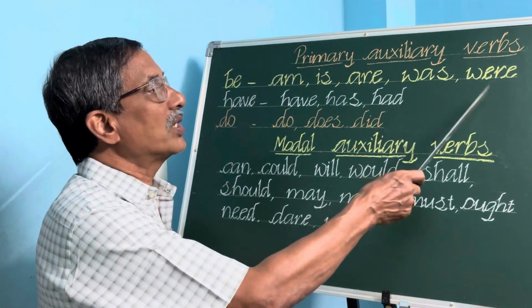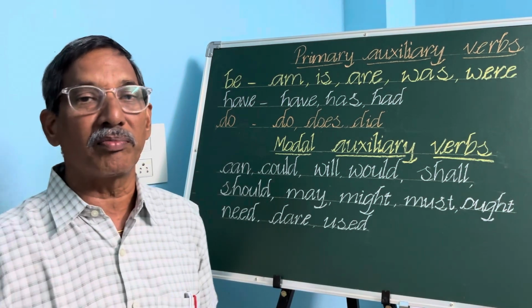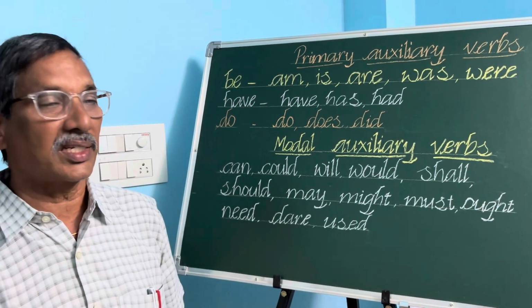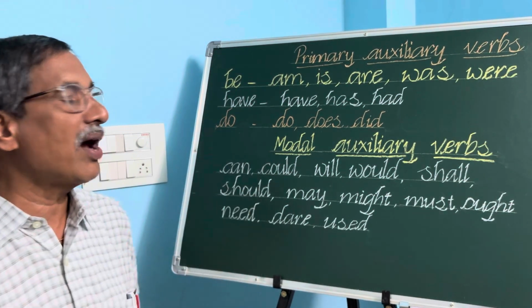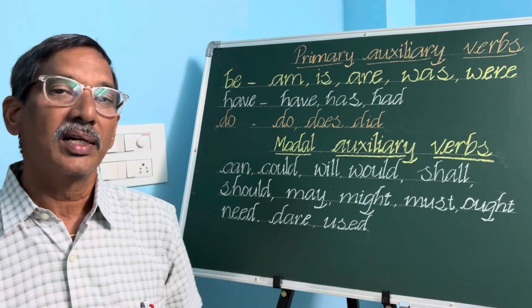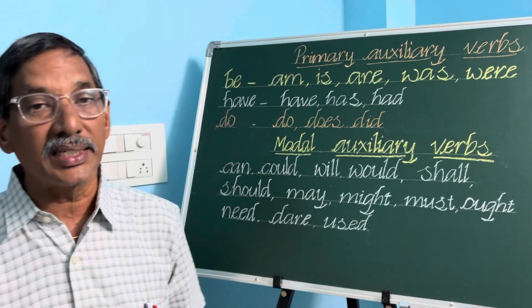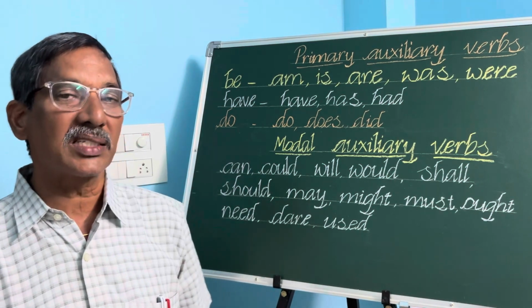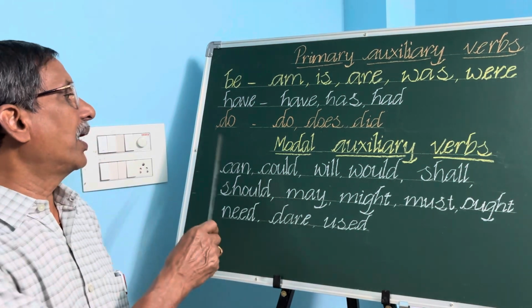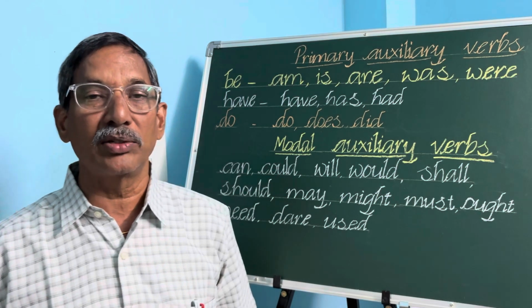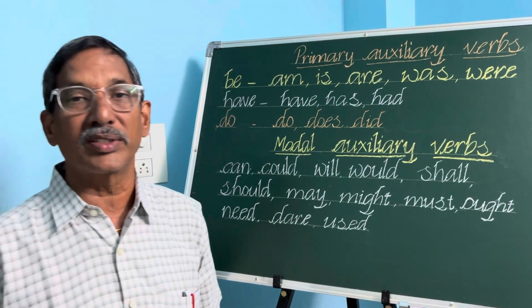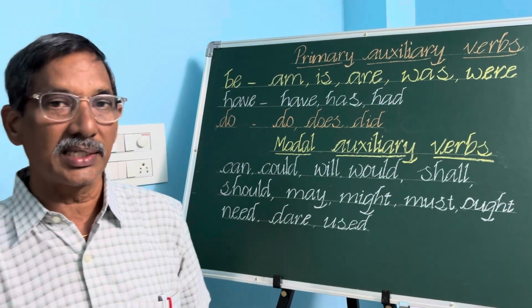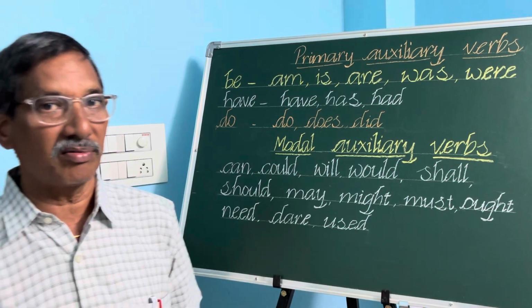And we know that was and were are past tense auxiliaries. Coming to have and has, we know that they indicate present tense, and had is a past tense auxiliary verb. And do and does, we know, are present tense verbs, and did is a past tense auxiliary verb.